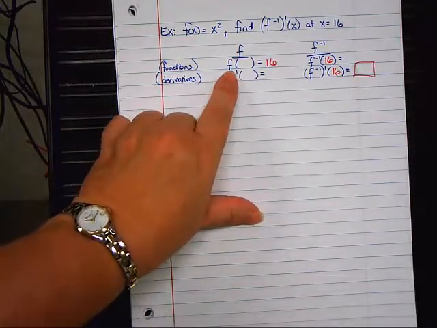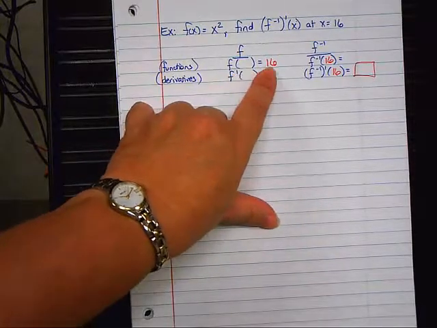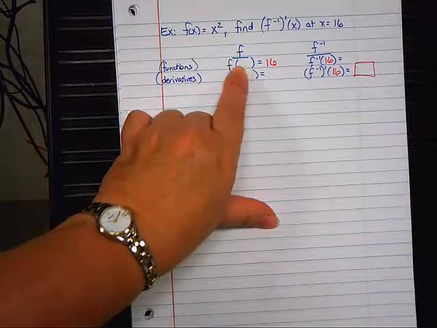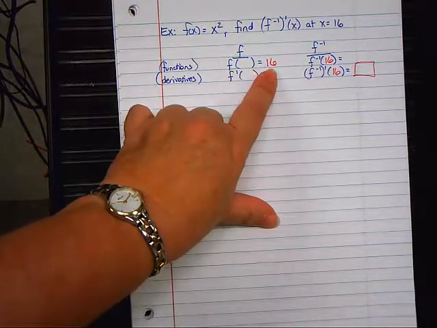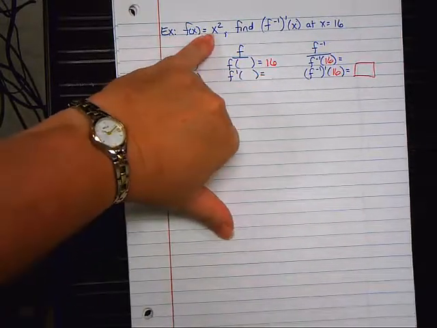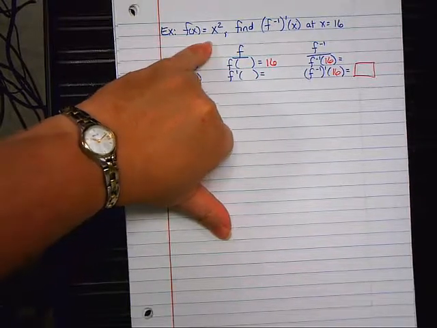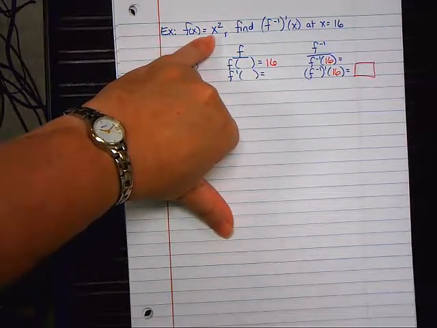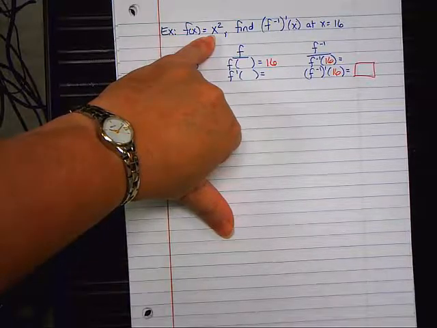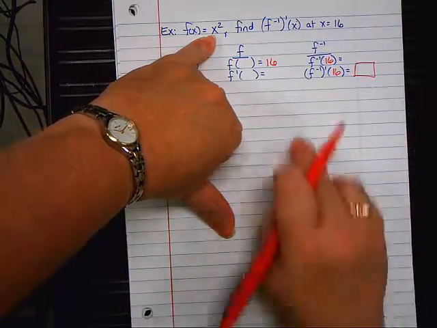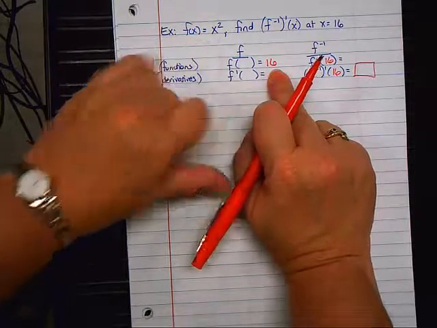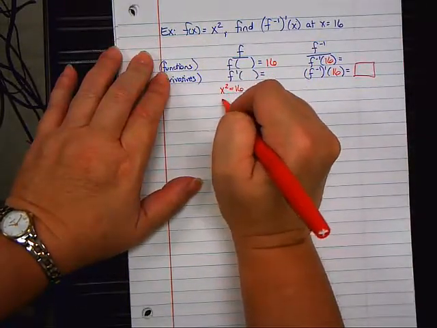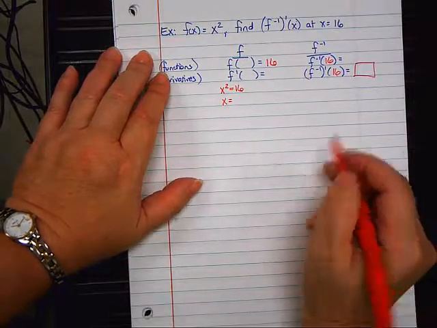So now I have a sentence that says f of something equals 16. I need to figure out what goes in here. How do I find out f of what equals 16? Plug it in 16. Okay, this is f, not f prime. This is f. So here's f. So do I plug in 16 or do I set it equal to 16? Set it equal to 16 because this is a y value, right? So I'm going to come down here and I'm going to say x squared equals 16. So x equals what? Plus or minus 4.